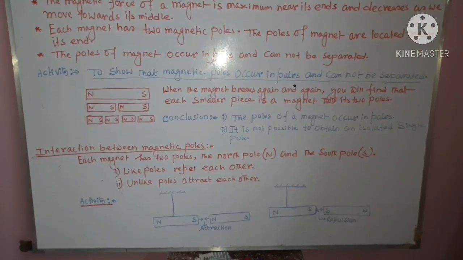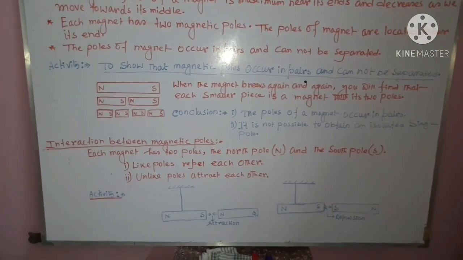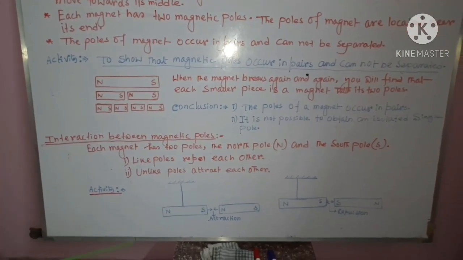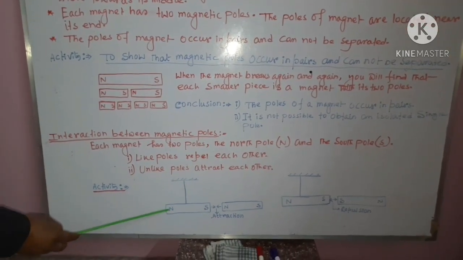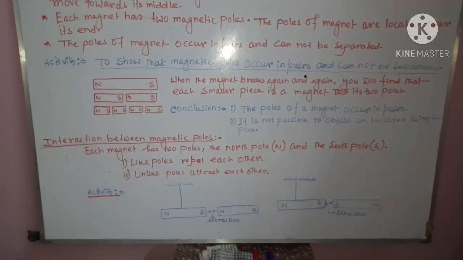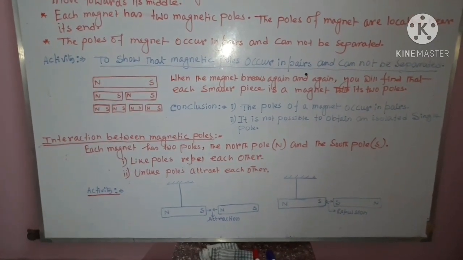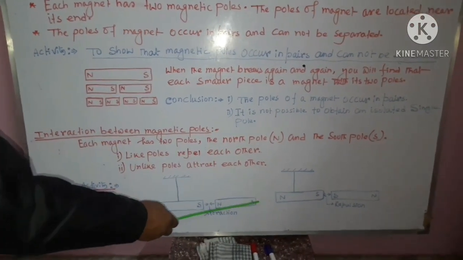So you can verify this statement by doing an activity also. See the activity. There is a bar magnet which is suspended by a thread from a rigid support. This is the north pole and this is the south pole of the bar magnet. You just take another magnet. This is another magnet, with north pole and south pole.